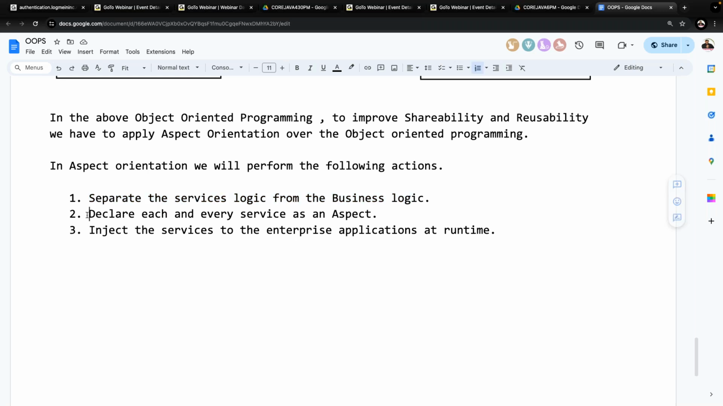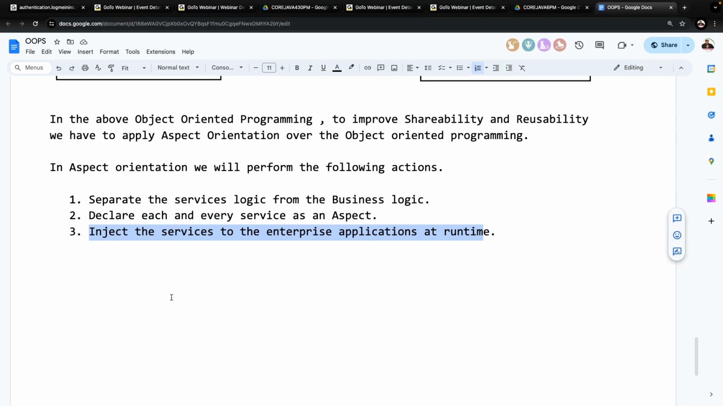Nice. What next? Declare each and every service as an aspect. Next one is what? Inject the services into the enterprise applications at what time? Runtime. Yeah, let us apply the same thing in the diagram.